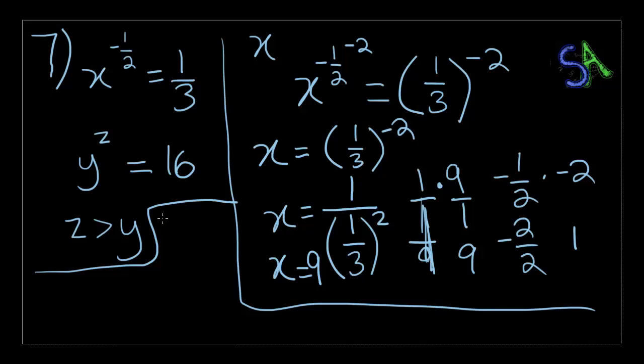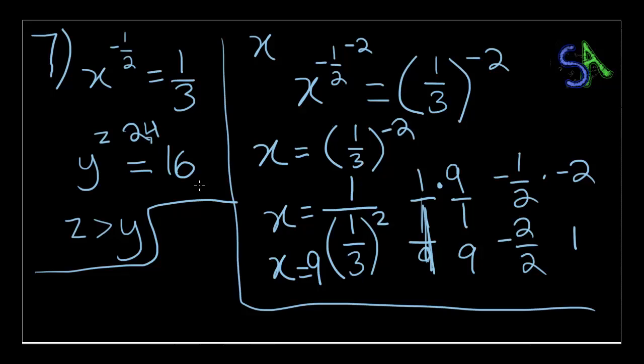They told us that z is greater than y, and this is the only way we'll be able to solve this. Now think about it. They are integers, so there are only two possible integers that can fit here, 2 and 4, in either position. It can be 2 to the power 4 is equal to 16, or it can be 4 to the power of 2 is equal to 16.